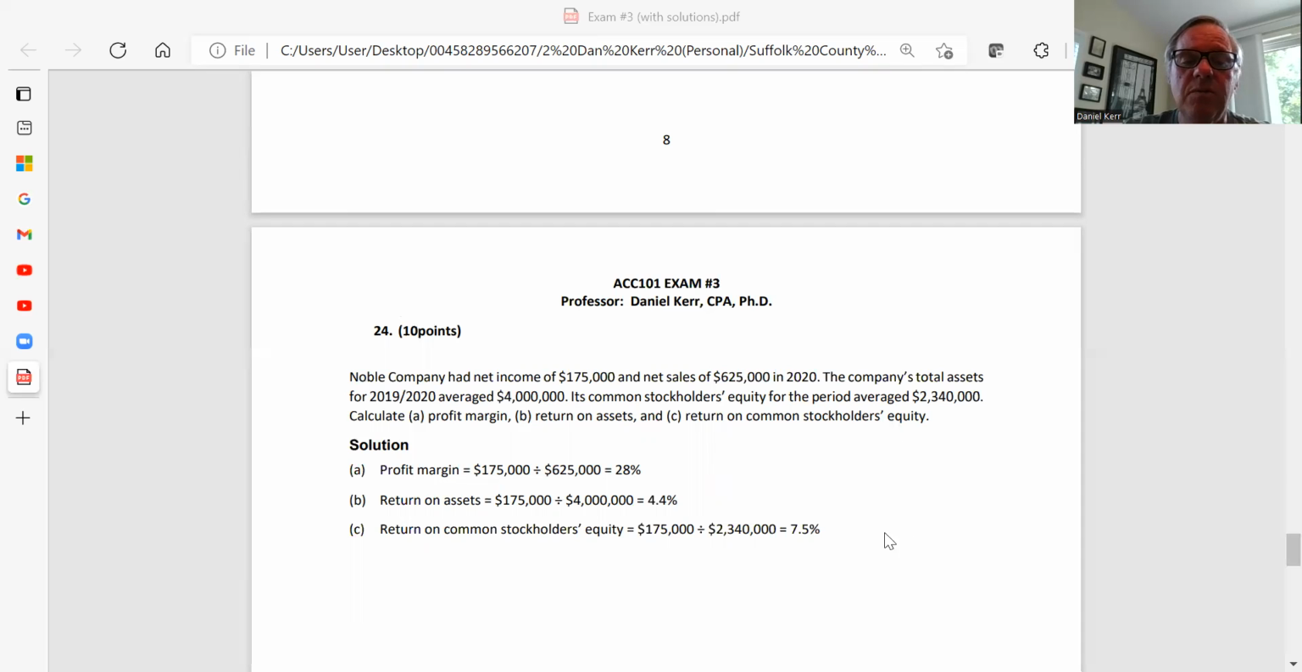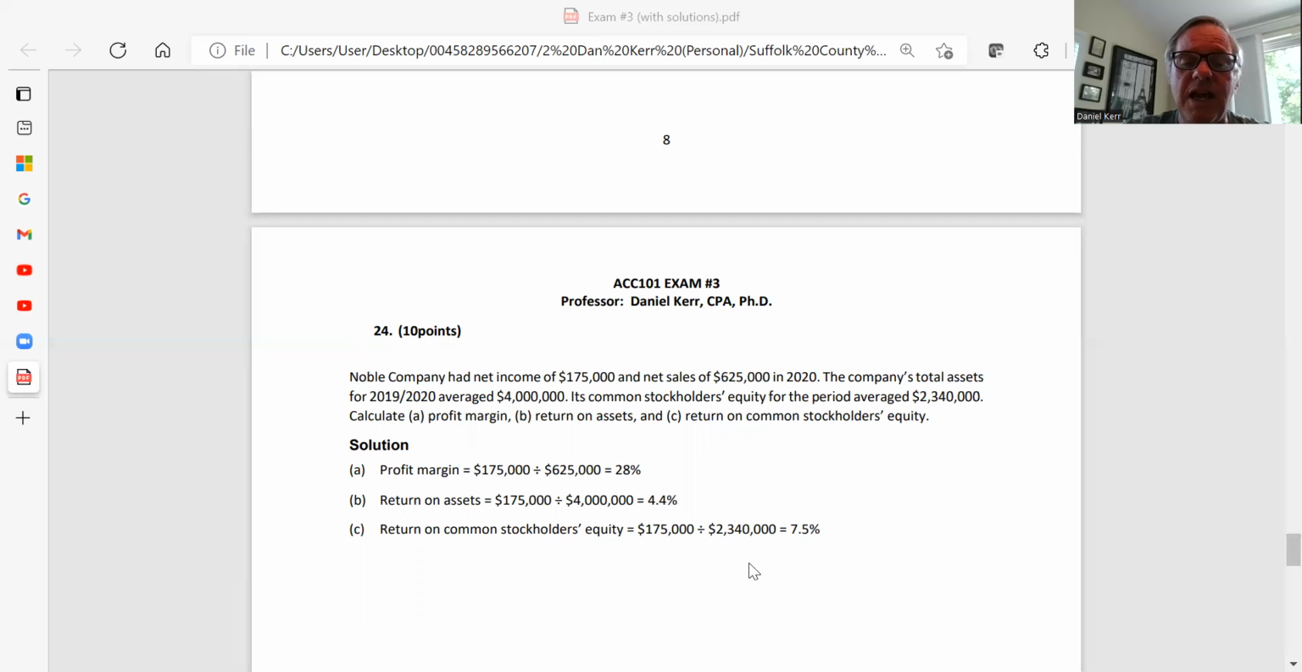So profit margin would be just net income divided by sales. There's your net income, there's your sales. You get 175 over 625, you get 28%. Return on assets would simply be the net income divided by the average total assets. They made it nice and simple for us. They told us what the average total assets were, 4 million. So that's where I got 4.4%.